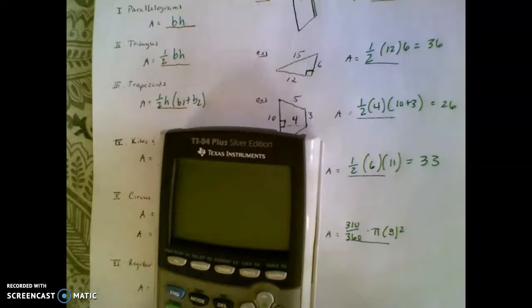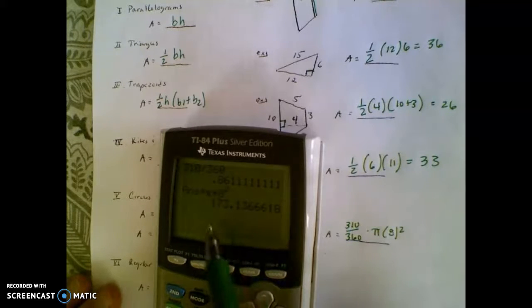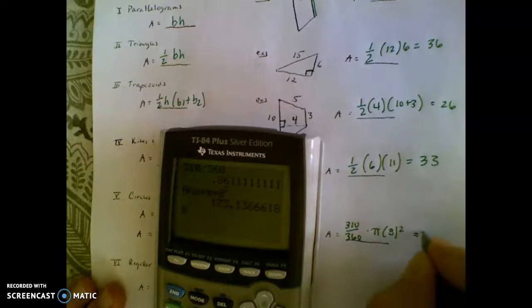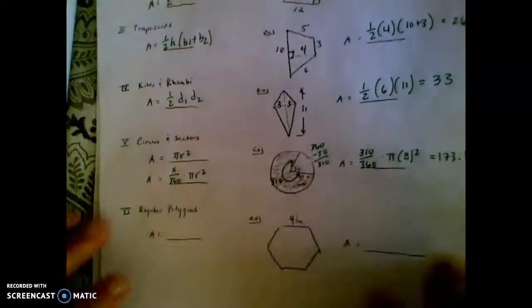So again, the way I would plug that into my calculator is I would do the 310 over 360, figure out what that is, and then multiply that times pi times 8 squared. Just like that, I end up with 173.1. So that's sectors. Then the last thing we looked at were regular polygons.